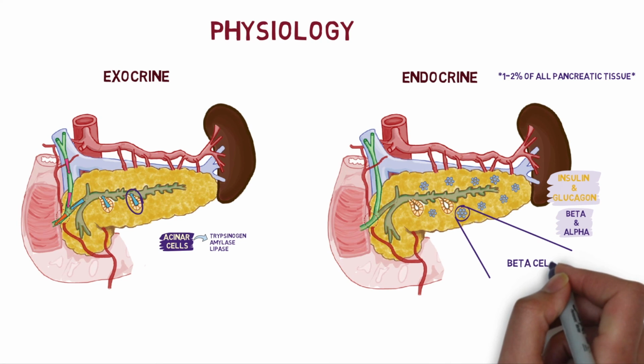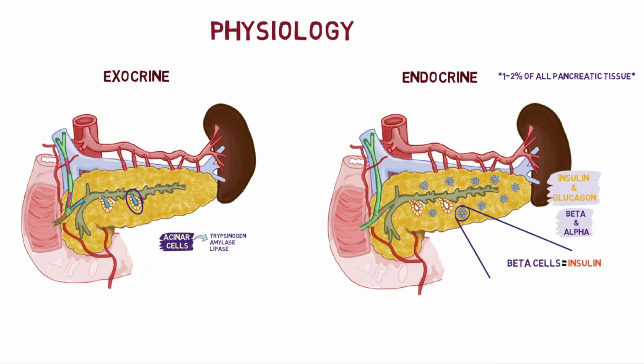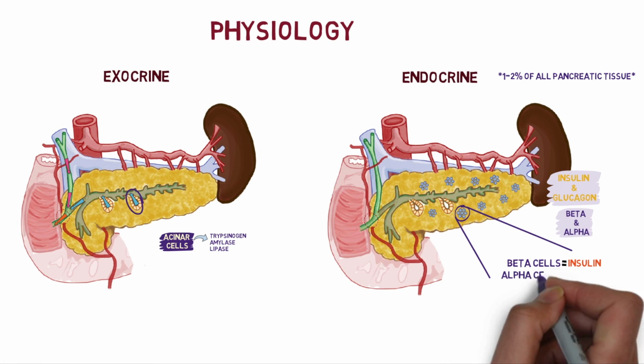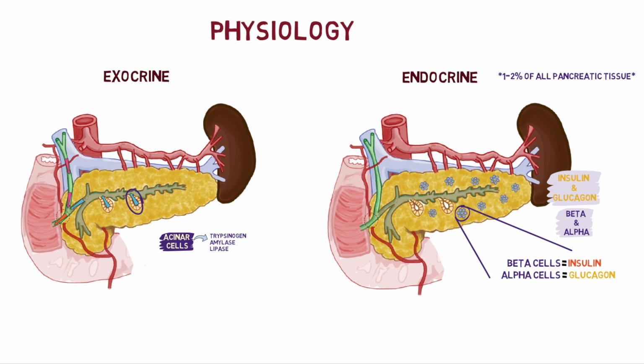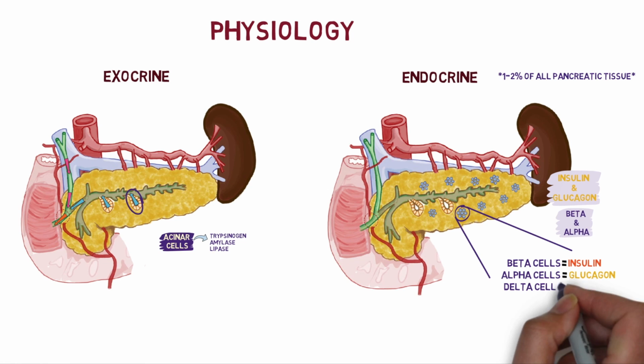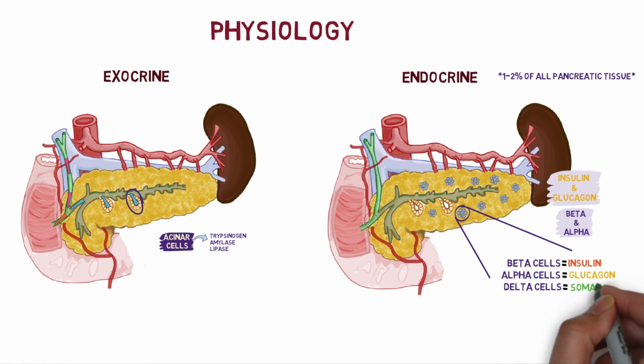The beta cells within the islet produce insulin, which is released to decrease glucose levels when they are high. The alpha cells in the islet release glucagon, which is released when glucose levels are low in order to increase the levels in the blood. Islets also contain a small number of delta cells which can secrete somatostatin.